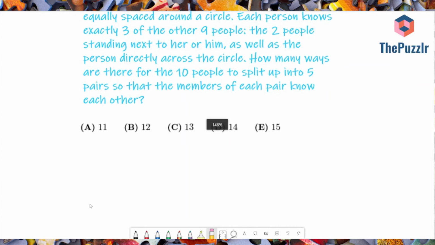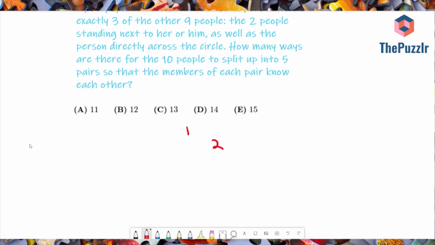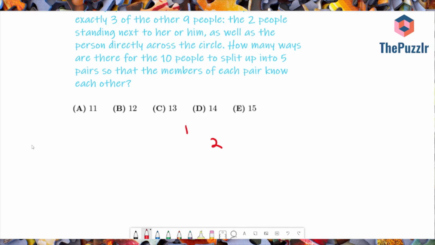Well, it seems like they're representing some sort of a circle. Why don't we draw that circle? To draw a circle, we don't actually need to draw a circle. I don't even think you're allowed to bring a compass to the AMC 10. We're going to just write the numbers in a circular manner. So, person 1 is 1, 2, and so on. So we have 1, 2, 3, 4, 5, 6, 7, 8, 9.